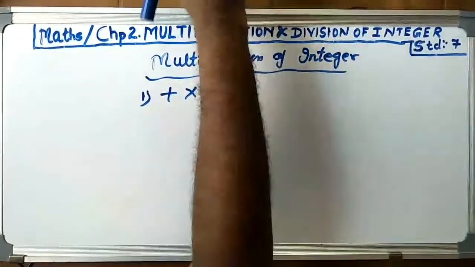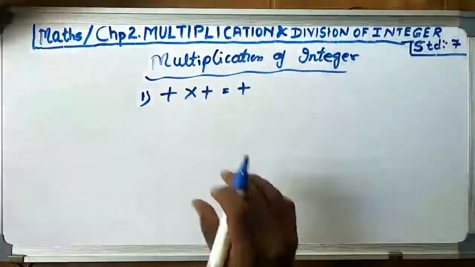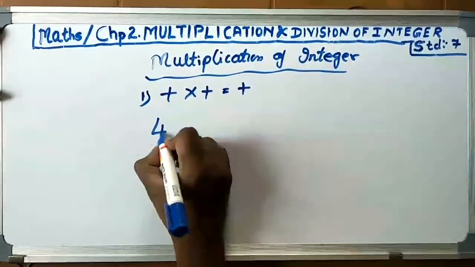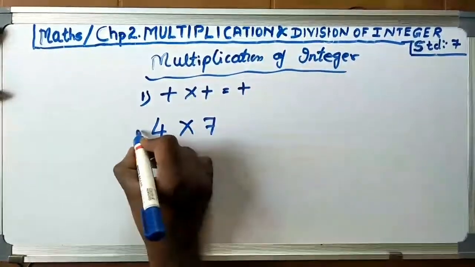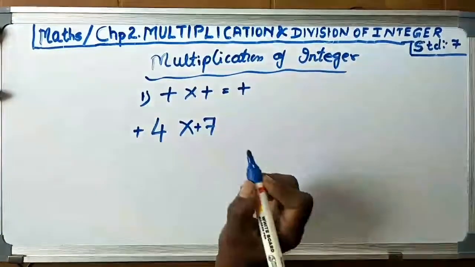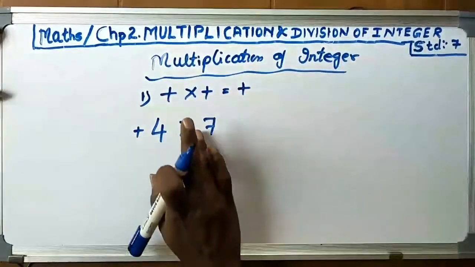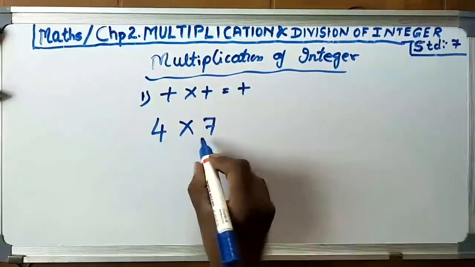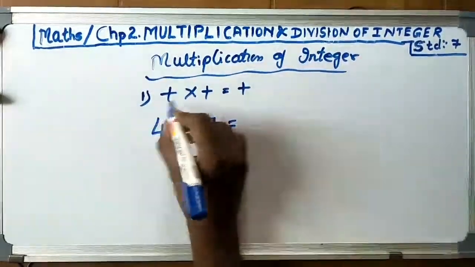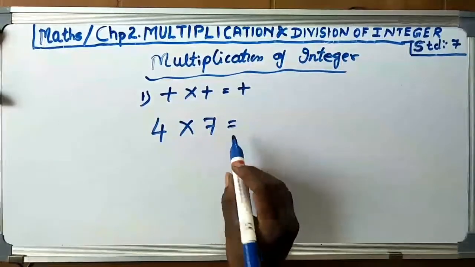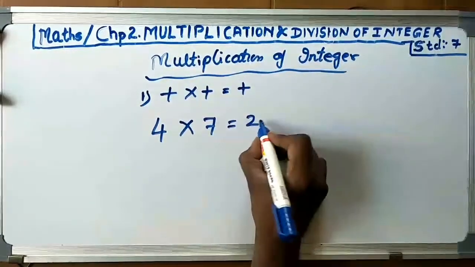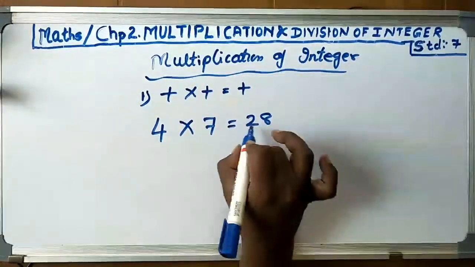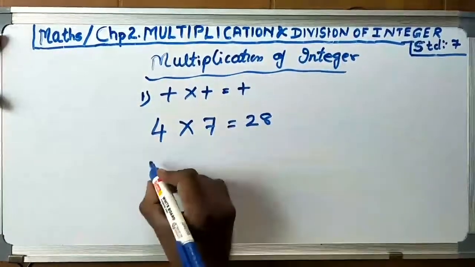Now our first sum. Four multiplied by 7. This is plus 4, this is plus 7, but I don't write this plus sign. It is already known that this is plus 4 into plus 7. So plus into plus, the answer is plus. So it is plus 28, but I don't write the plus sign. It is just 28. 28 means plus 28.